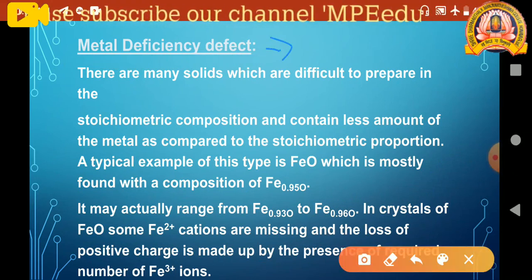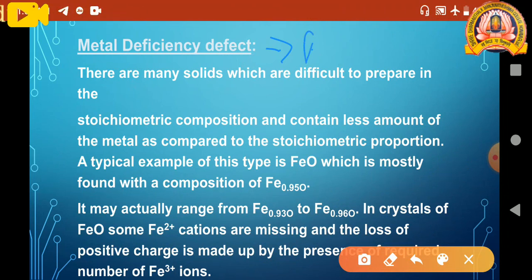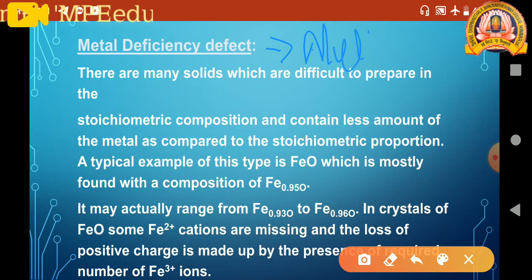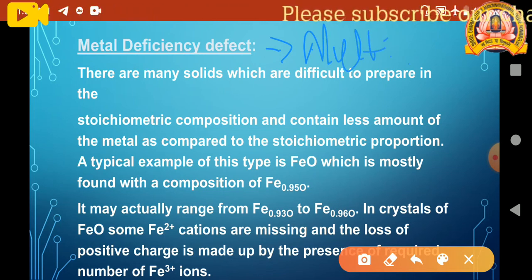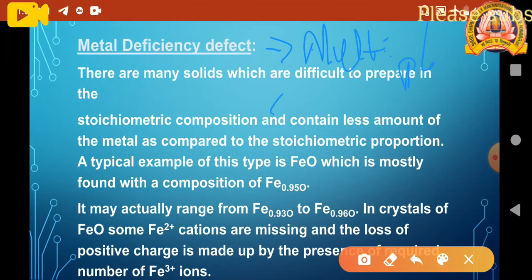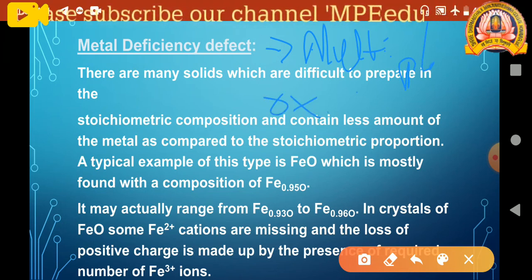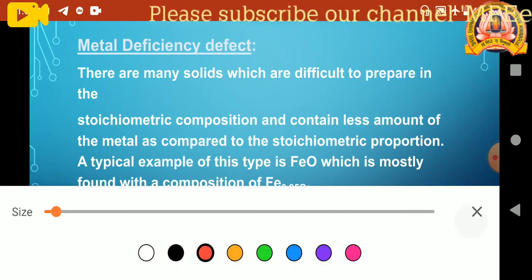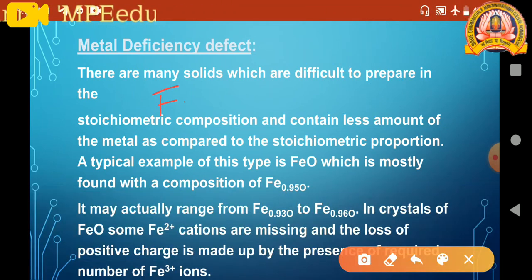So in this case, what happened? Metal deficiency is observed. Why? This is a vacant space. Metal vacancy is observed. Metal vacancy means cation vacancy. Metal deficiency, cation deficiency takes place, but electrical neutrality or charge is maintained. Okay, so this is the metal deficiency defect.